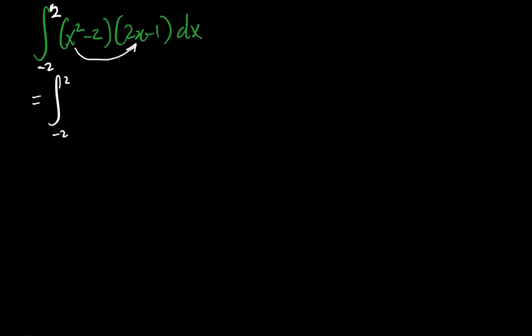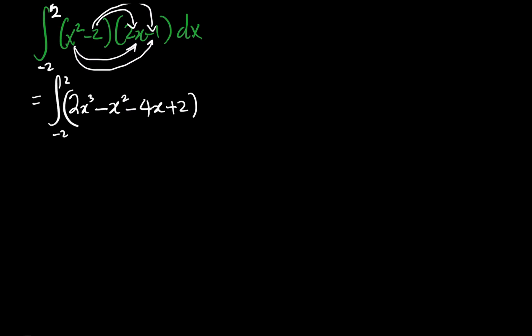This will multiply this, and we're going to get 2x to the power 3. The same x squared is going to multiply. We have minus x squared. This multiplies this, you get negative 4x. And this same thing multiplies here, you get plus 2. And then all the x.